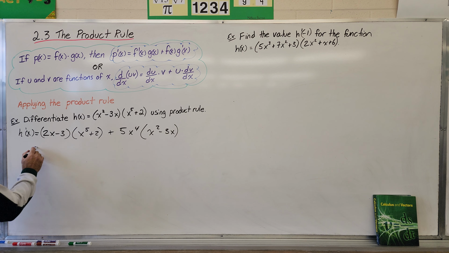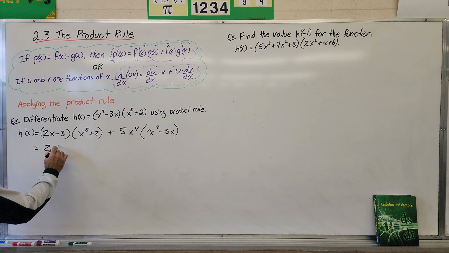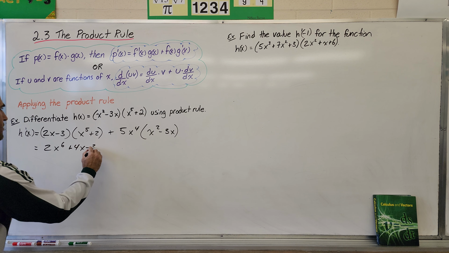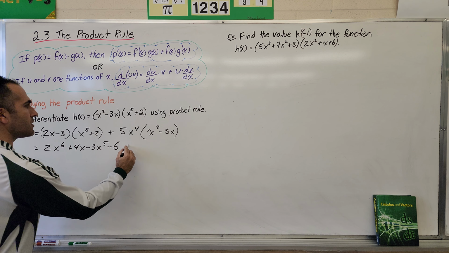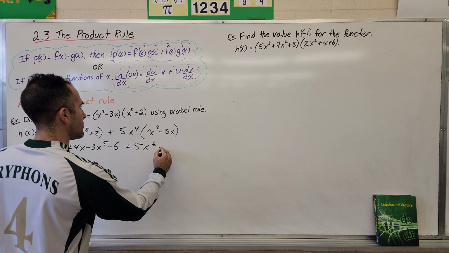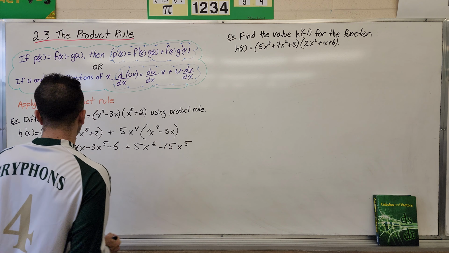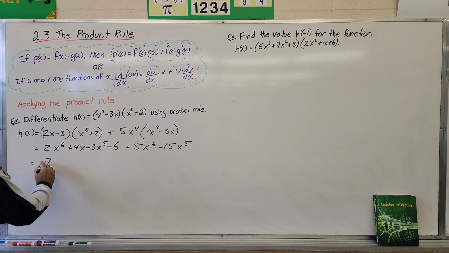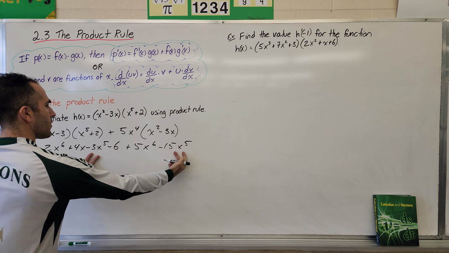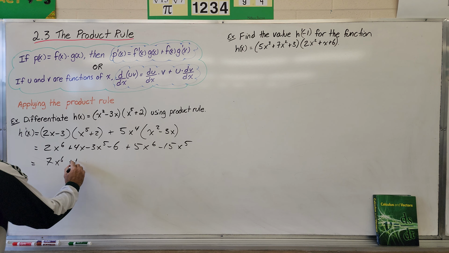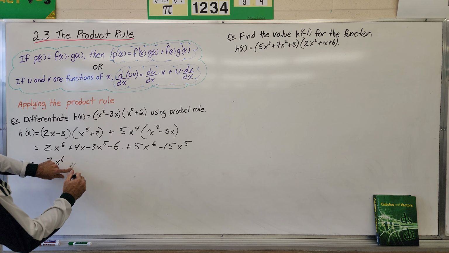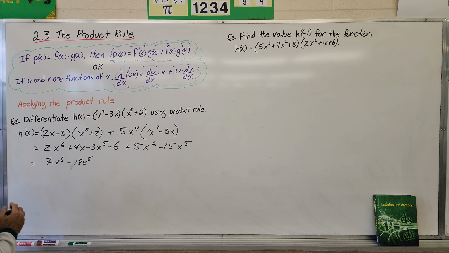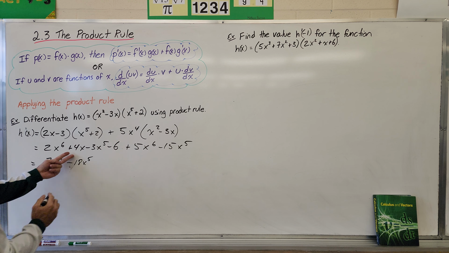Okay, and now I can expand these guys. That's a 2x^6 plus 4x minus 3x^5 minus 6 plus 5x^6 minus 15x^5. Collect some like terms. Always start with the highest power. I got 7x^6, 12x^5s, negative 12x^5s. I lied, negative 18x^5s. Nothing else, just x's. 4x.